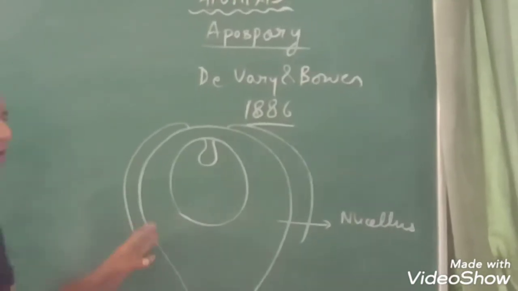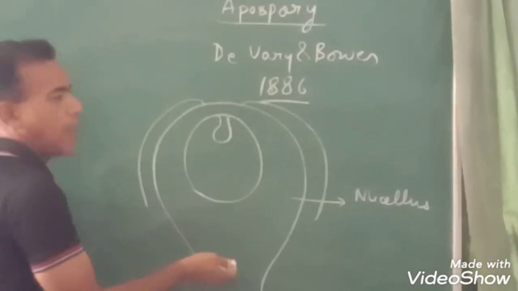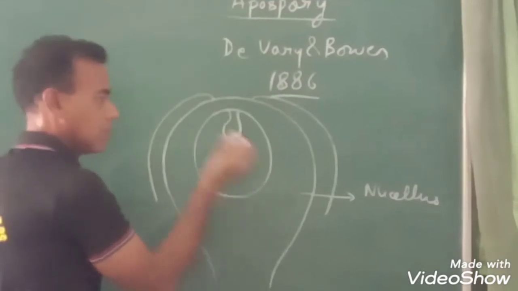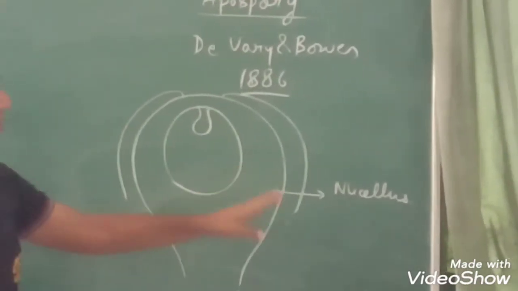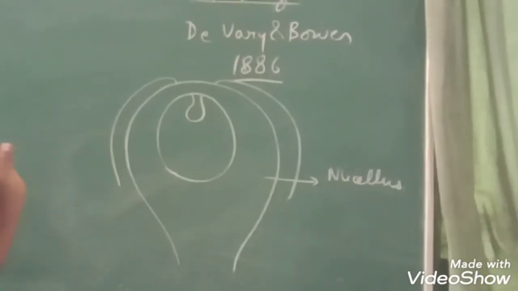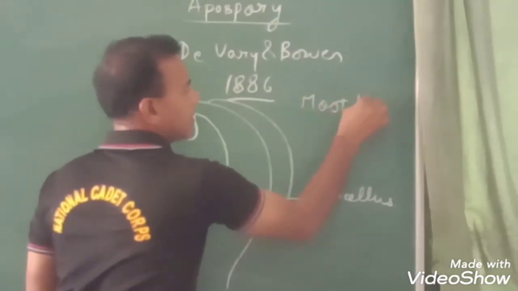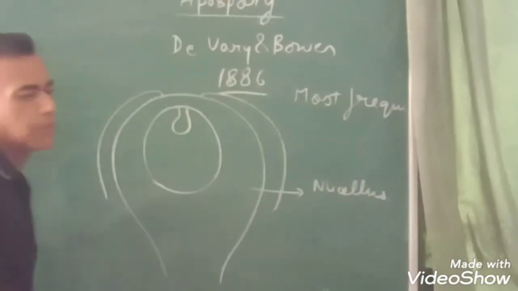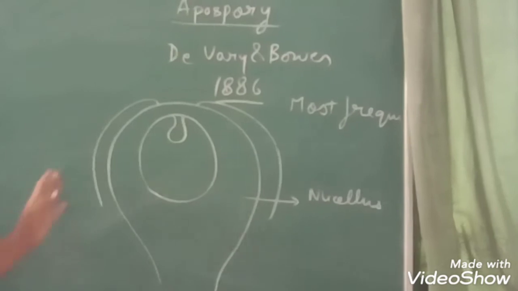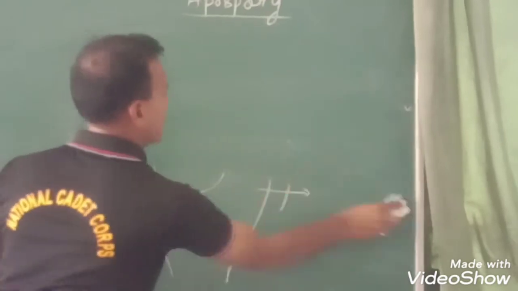So in apospory, along with this normal embryo sac, another embryo sac may be produced from the nucellus, it may be from the integument, it may be from any cell of the archesporium. It is the most frequent type of apomixis found in plants. Apospory can be of two types: somatic apospory and generative apospory.